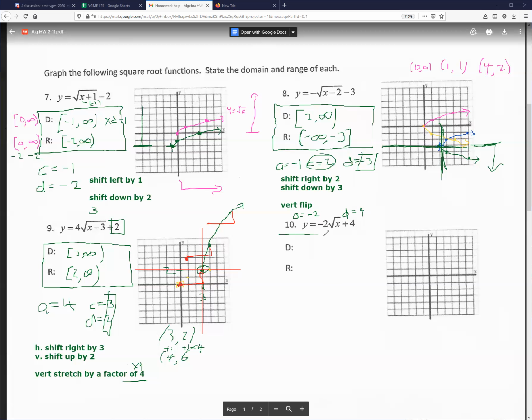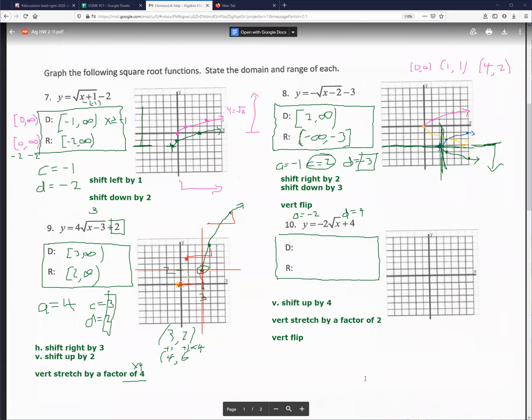All right, so what are we going to have to reckon with here? Well, we've got no shift horizontally, but we do have a vertical shift up by 4. Now, what about the A equals -2? The fact that it's -2 means we've got two things going on. First of all, the 2 part means we have stretched by a factor of 2. The negative means we have a vertical flip.